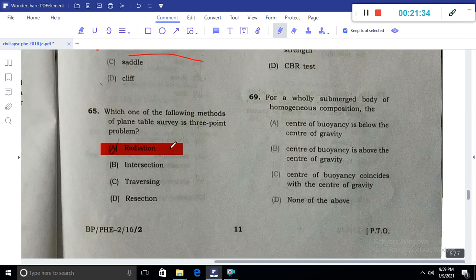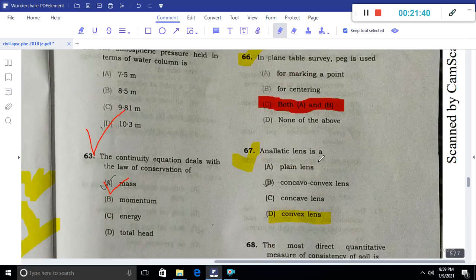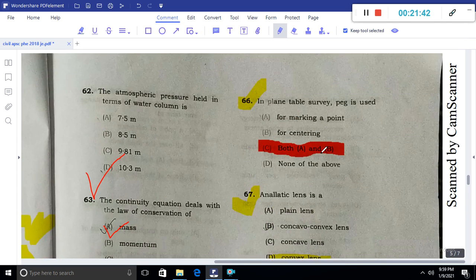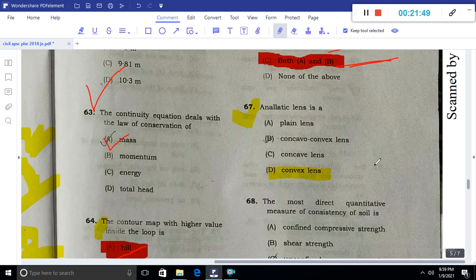Okay, which of the following methods of plane table surveying is 3.1? Radiation is a 3-point problem. In plane table surveying, a peg is used for centering purposes, for marking points. So option C is correct. Analytic lens is a plane lens, convex lens, concave lens, convex lens.